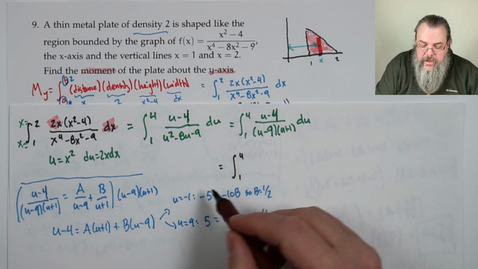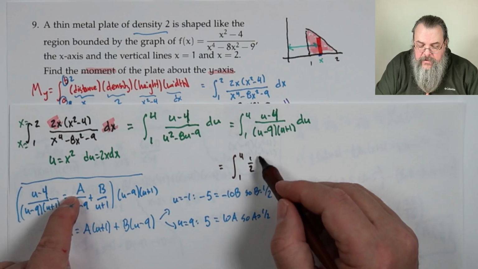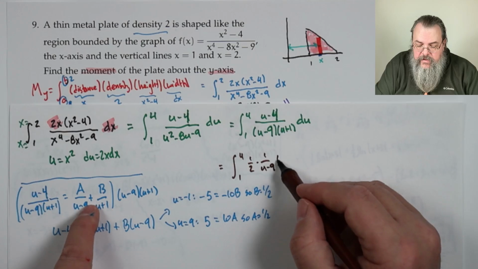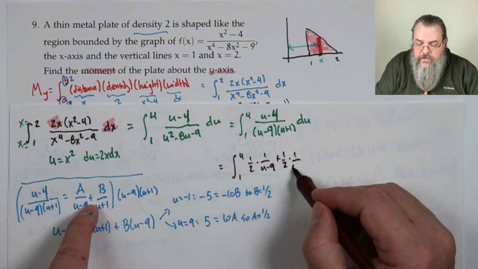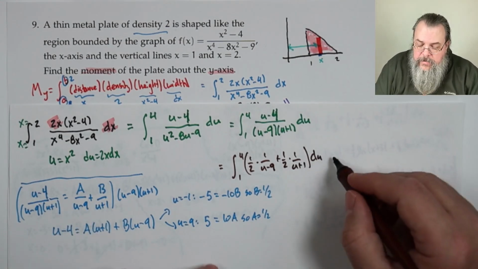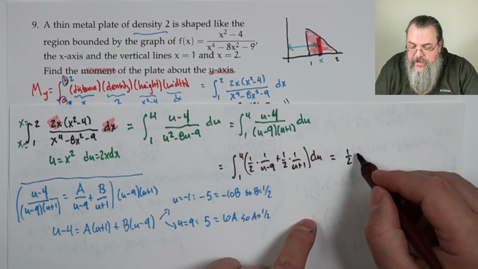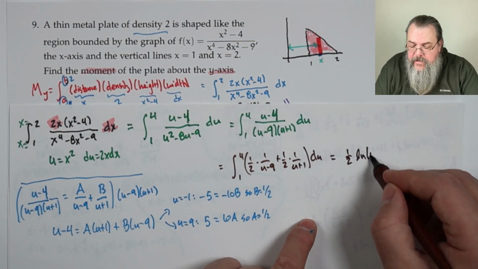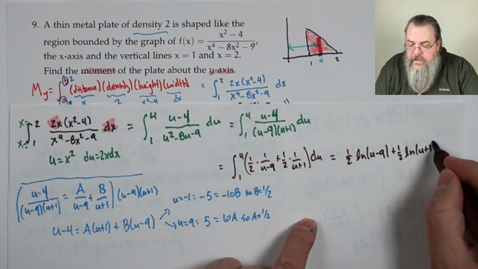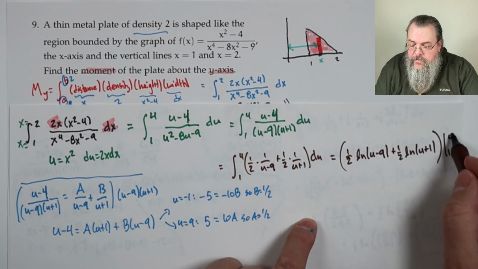1 to 4 of 1/2 times 1 over u minus 9, plus 1/2 times 1 over u plus 1, du. All right, well, pull out the halves, and we can integrate. So this is 1/2 log |u minus 9| plus 1/2 log |u plus 1|. And we have to evaluate 1 to 4.